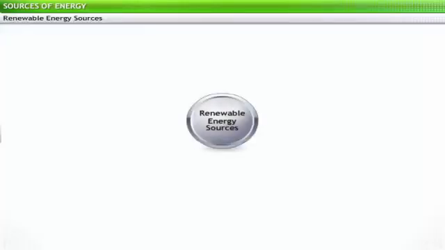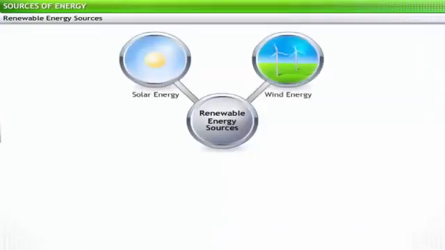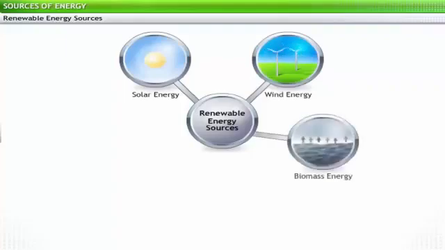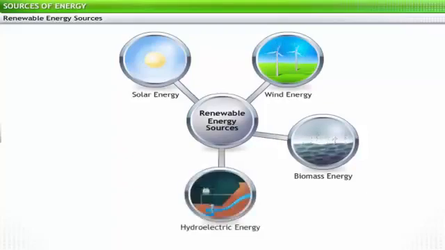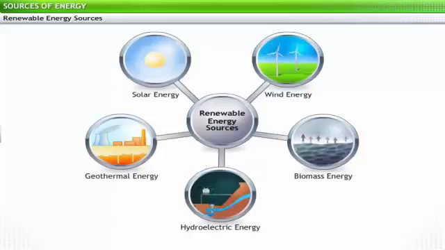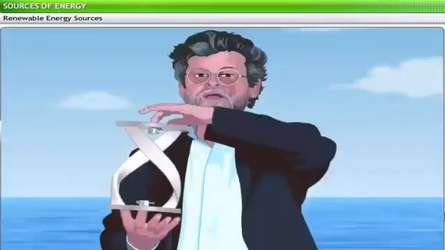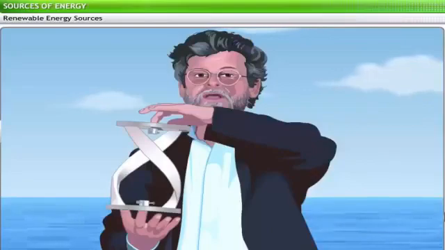The major renewable sources of energy are the sun for solar energy, air for wind energy, fallen crops and wood waste for biomass energy, water for hydroelectric energy, and steam produced in the Earth's core for geothermal energy. Scientists are constantly researching new sources for renewable energy.